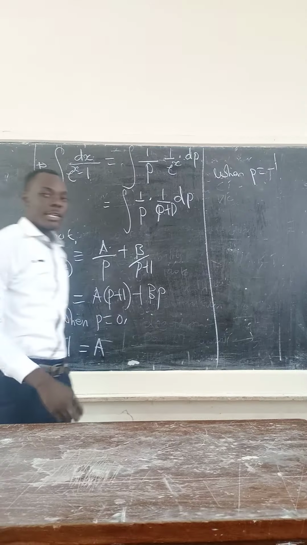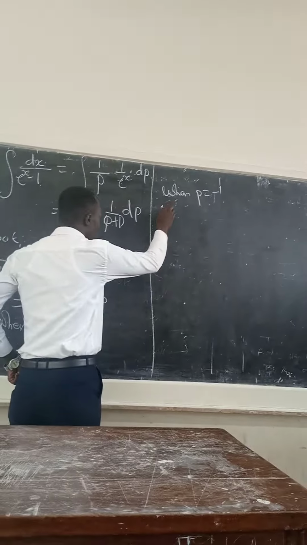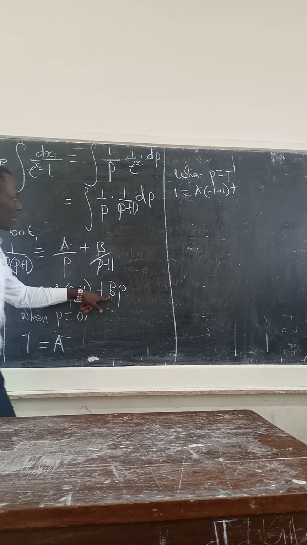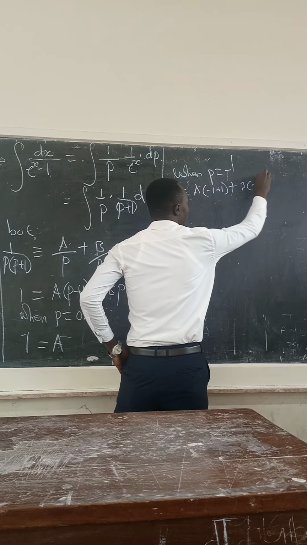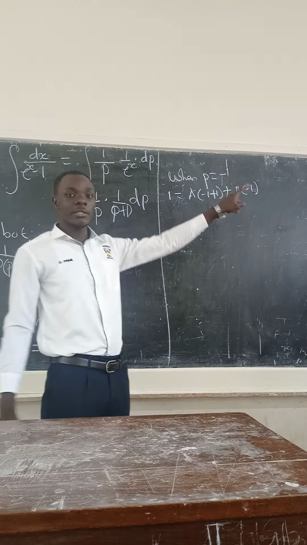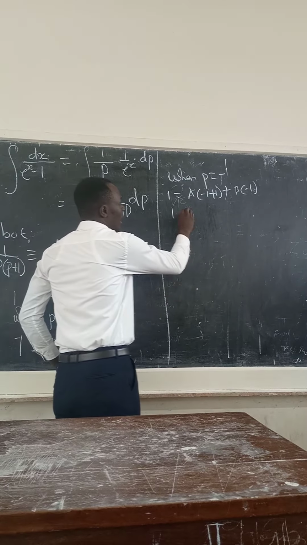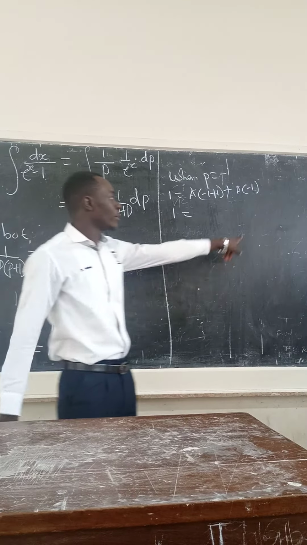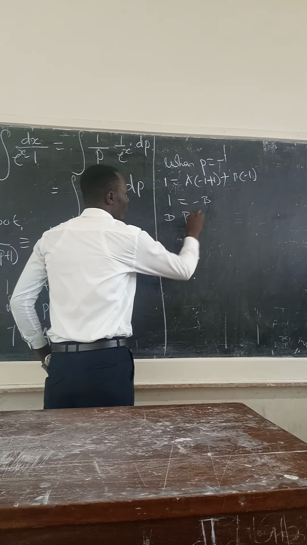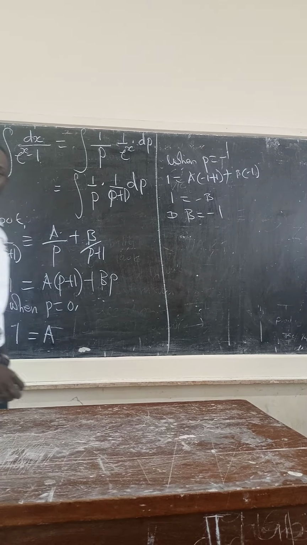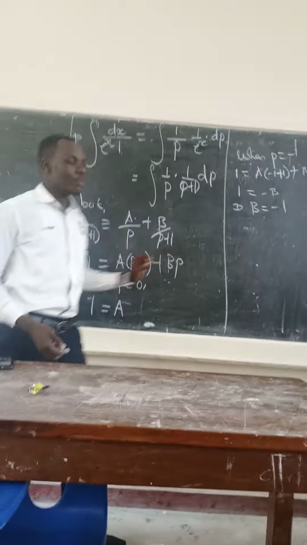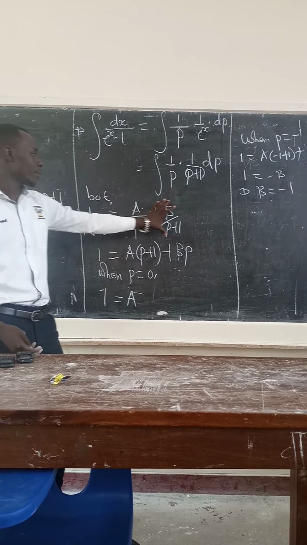When you look at this one, if you put the value of p equal to minus 1, it means that your function here will be 1 is equal to a into negative 1 plus 1, plus b times the value negative 1. Clearly, since this one is a plus, we shall have negative 1 plus 1, which will go to 0, and we shall remain with the negative b. This clearly implies that the value of b will be negative 1.